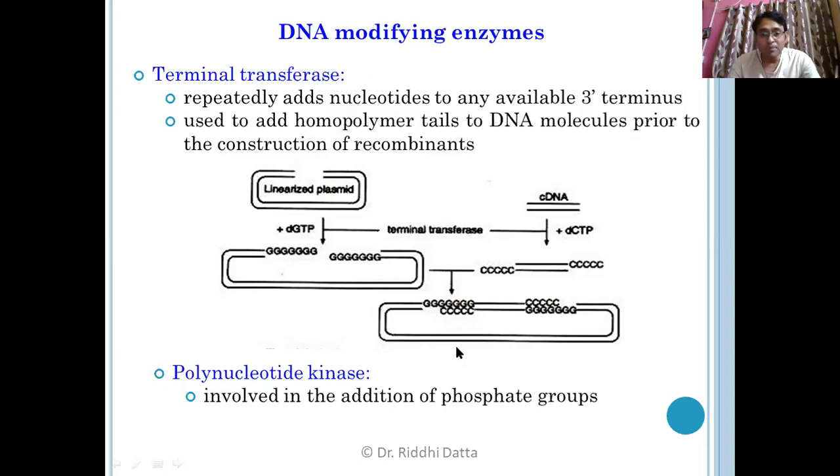And next, polynucleotide kinase. Polynucleotide kinase means phosphorylation activity. So it can add phosphate to the 5' OH. That means the digested product will be phosphorylated, and that can be used for further ligation. This PNK, polynucleotide kinase, is also frequently used in radiolabeling. In Southern blot, polynucleotide kinase is very commonly used to prepare the radiolabeled probe.